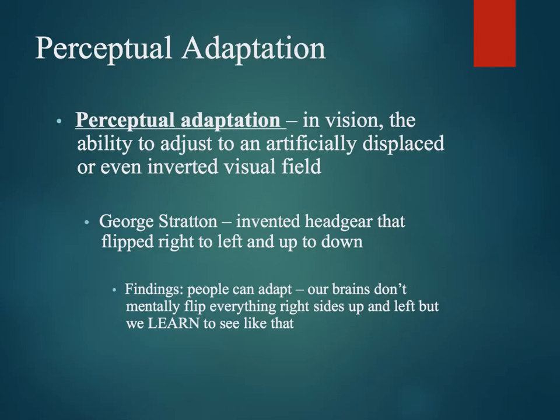This perceptual adaptation was studied by a researcher named George Stratton, who invented headgear that flipped right to left and up to down, so it inverted your visual field. And from his research, he found that people can adapt because our brains don't mentally flip everything right side up, but we learn to see and adjust to this new perceptual field.